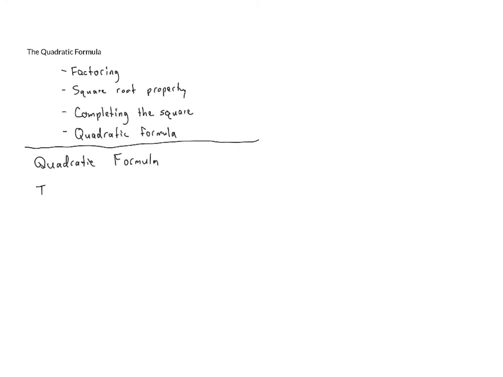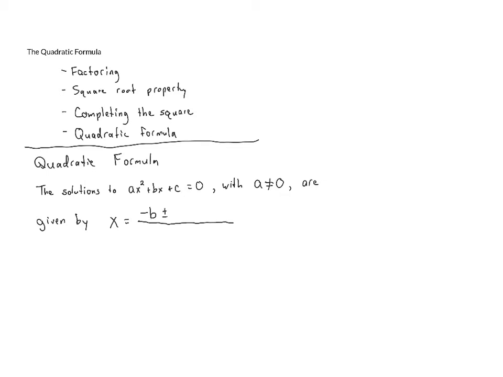So here is the quadratic formula. It says the following: the solutions to the equation ax squared plus bx plus c equals 0, with a not equal to 0, are given by x equals, we've got a big fraction, the opposite of b plus or minus the square root of b squared minus 4ac all over 2a.